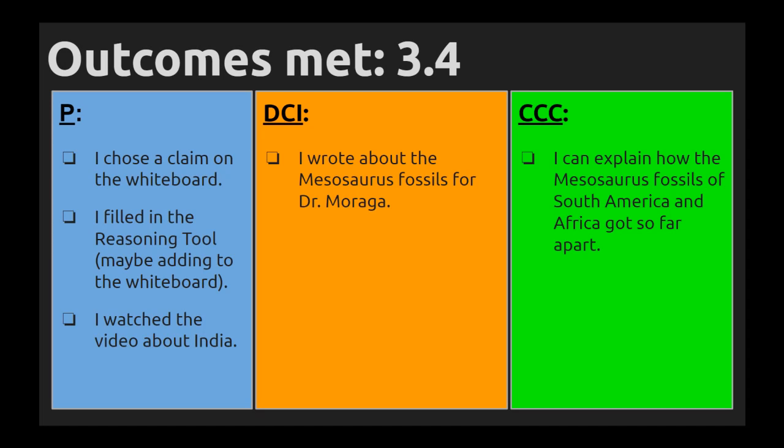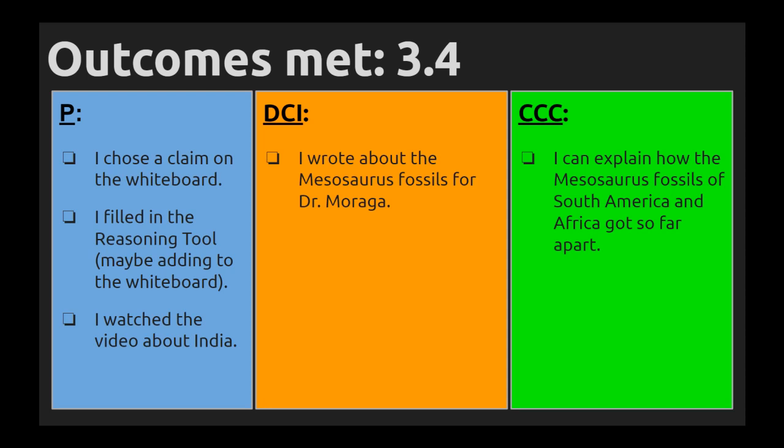So during this lesson, make sure that you've chosen a claim on the whiteboard. It really helps if you indicate your vote between claim 1 and claim 2 with a tally mark, that you've filled in the reasoning tool. I'm going to encourage you to add your thoughts to the whiteboard. This really helps all of us if we make our thinking visible by sharing it in the collaborative space at the whiteboard. You've also watched the video about India.